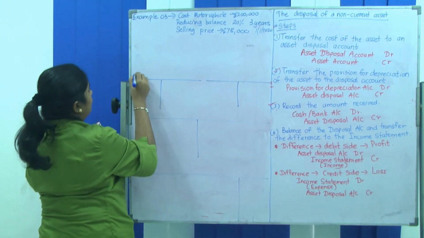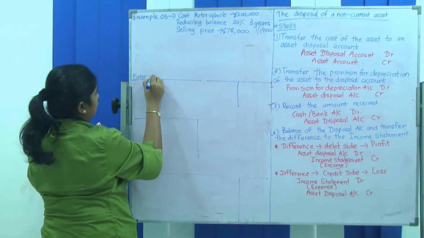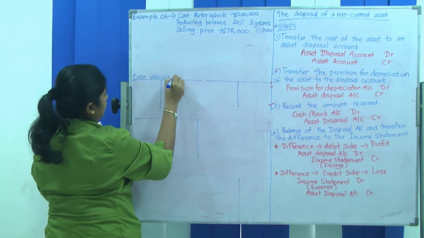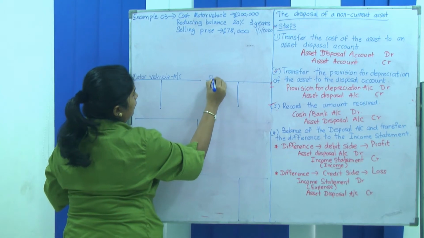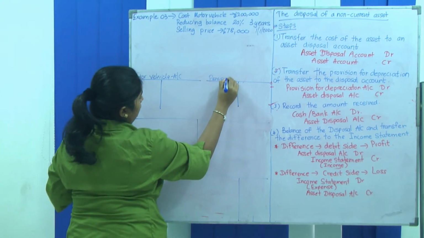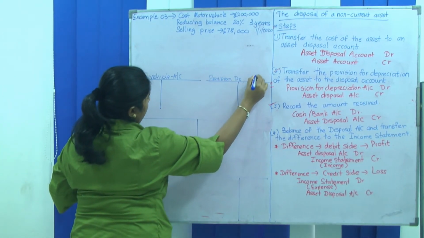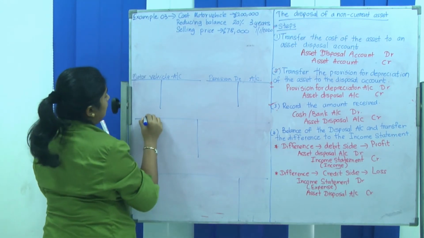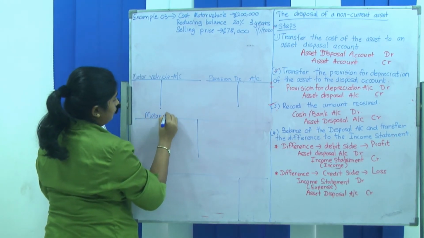Now this one will be motor vehicle. This will be provision for depreciation. And this is motor vehicle disposal account.